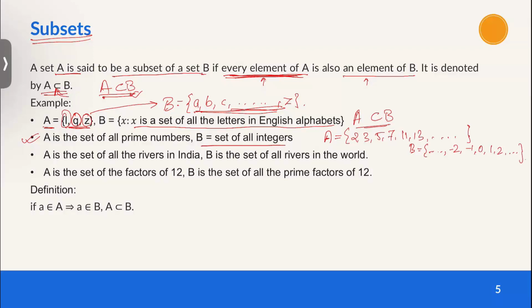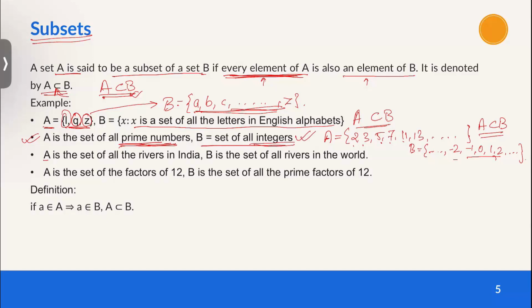So you can see these elements of A, 2, 3, 5, 7, 11, 13, and so on, will be there in the set B, because set B contains all the integers. Therefore, we can say here in this example, A is a subset of B, right? Because all the prime numbers are actually integers. All prime numbers are integers. Therefore, the set A is a subset of B in this example.